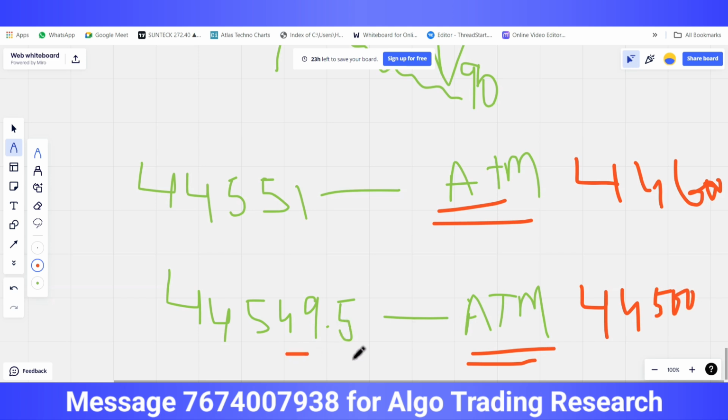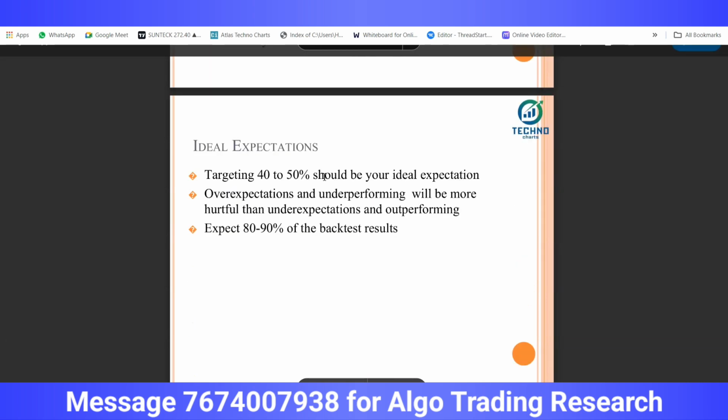44,500, because this is less than 50, this is more than 50. Strike selection can go different.